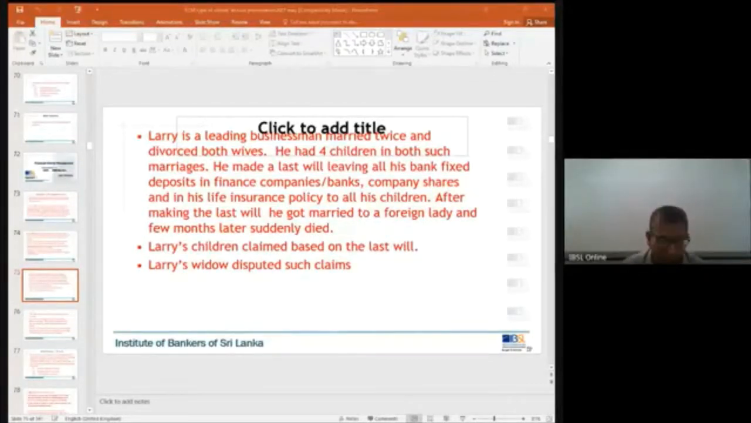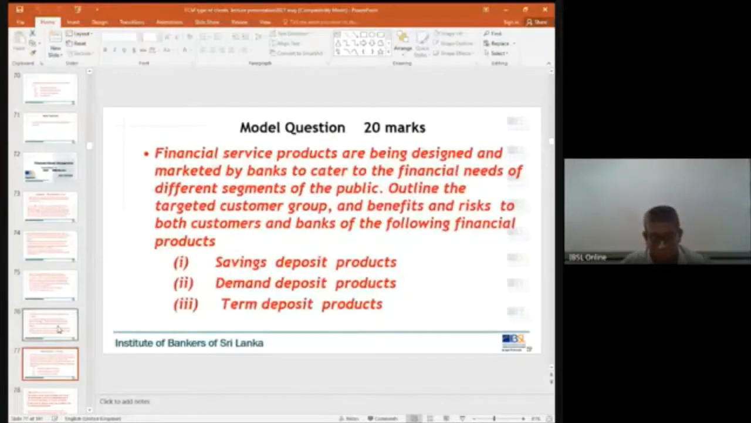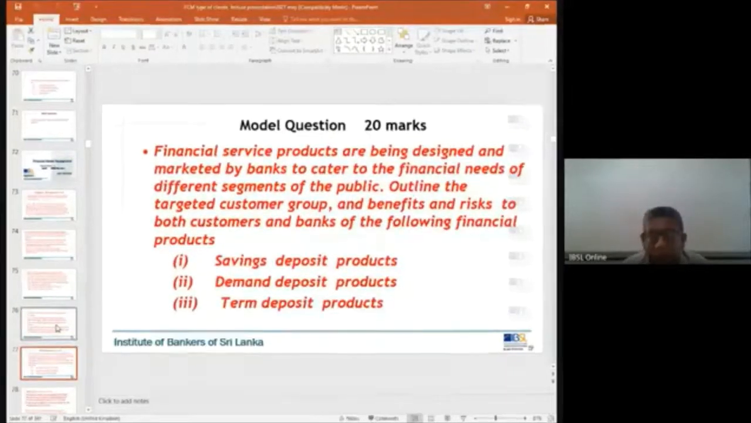Now we move on to the next one. I will just give you a question. You can do the same as what we have done, and use it for savings, demand and term deposits. That is in your Word document. Try to answer this question, and then you will be very thorough with savings products, term and demand deposits.